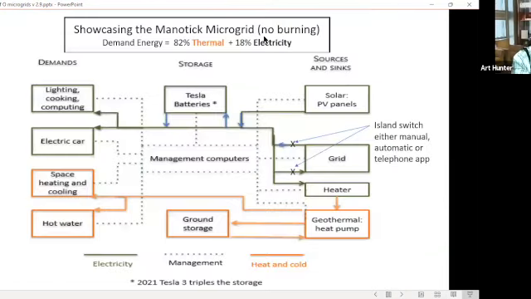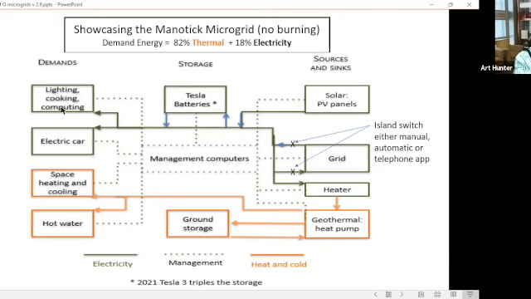Now, I want to talk quickly about my microgrid, and I've laid this out in a way, hopefully, that makes it easy to understand. Demand energy is thermal, 82%. I said 81 earlier, 82. Anyway, it's big compared to electricity. I've lined these things up in terms of demand, storage, sources, and sinks, with the thermal identified in a different color than the electricity.